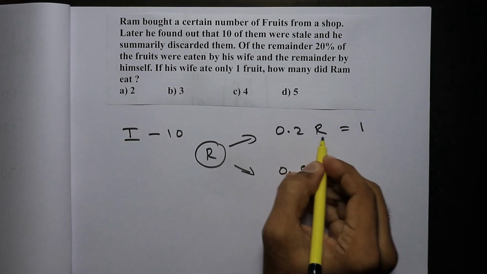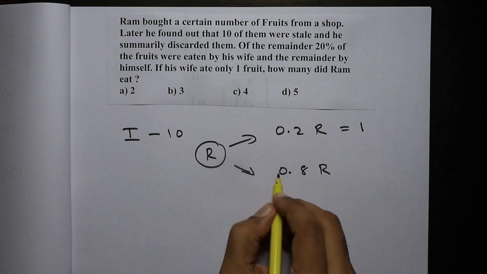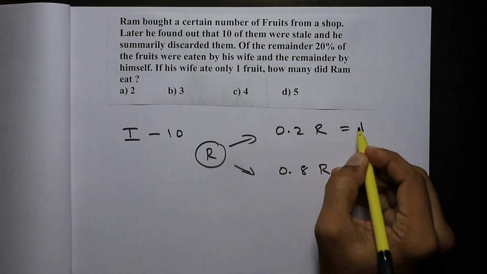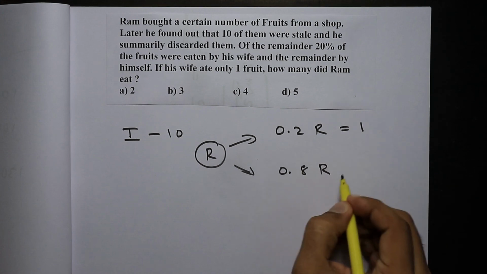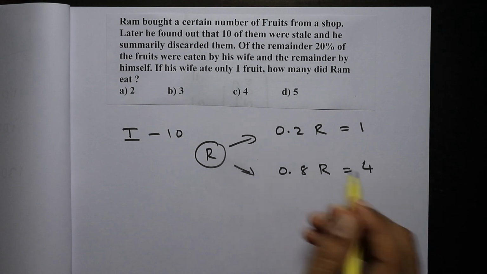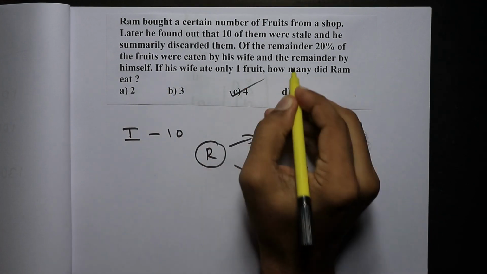Now 0.2R is equal to 1. We need to find out 0.8R. 0.8R is 4 times 0.2R. This is 1, so 0.8R will be 4 times 1, which is 4. So how many did Ram eat? 4 fruits. So option C, 4 is the right answer.